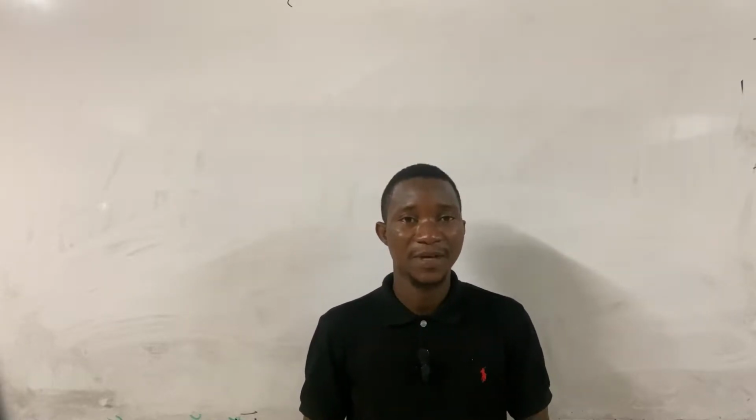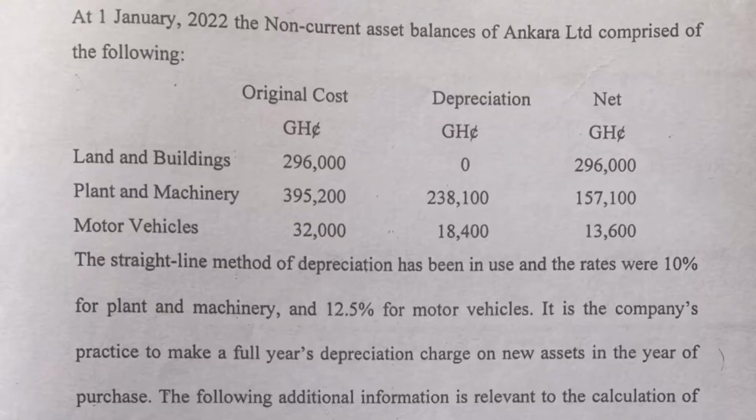Let's quickly go through the question together and see how we can prepare the PPE schedule. At 1st January 2022, the non-current asset balances of Ankara Limited comprise the following. We have the original cost, depreciation, and the net, that is the carrying amount or the net book value. So we have three different assets. We have land and building, 296,000 cost, no depreciation charge, 296,000 net.